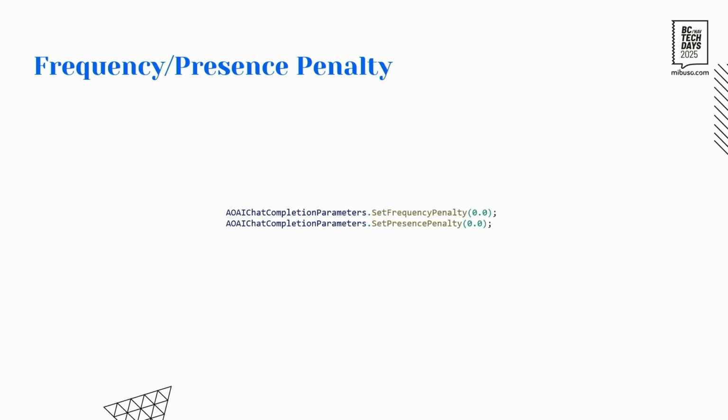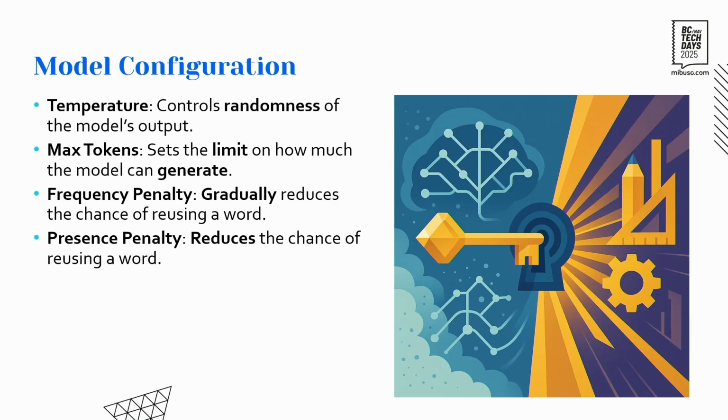Very similarly to how you would put them in AOAI, it's the same in the chat completion parameters: you just set the frequency and the presence penalty. The defaults for these are 0 by default, and they go from 0 to 2. So, just a short recap of all of them.